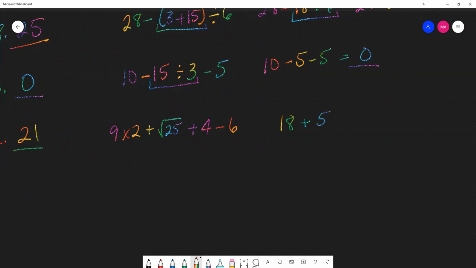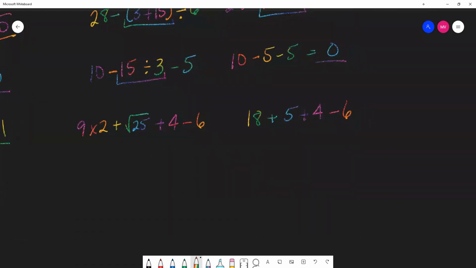Yes, 5. I know, right? That's okay. Plus 4 minus 6. So are these all equal as far as order of operation? Are they all addition and subtraction? Yes. So then you just do it all left to right.